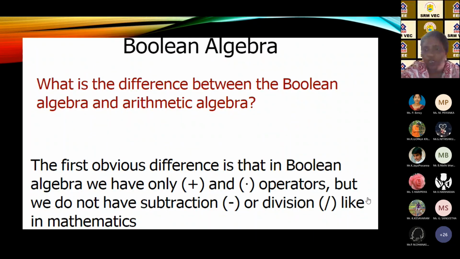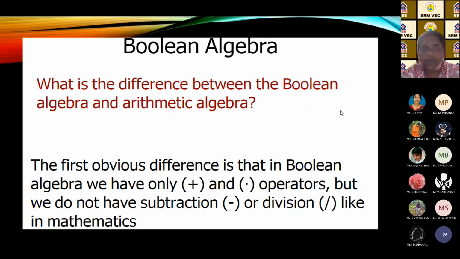So in Boolean algebra, what is the difference between Boolean algebra and arithmetic algebra? In arithmetic algebra, we came to know that 1 plus 1 is equal to 2. Here the plus symbol and the minus symbol are used. But in the case of Boolean algebra, it is not only plus and minus. Here the operators are used.